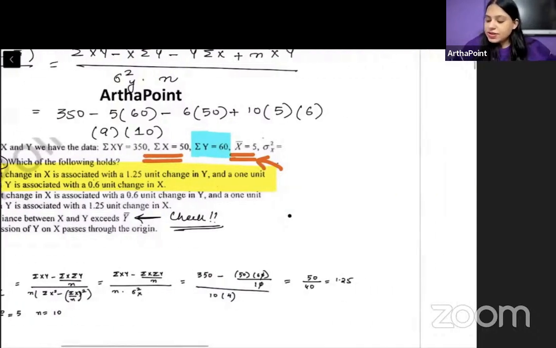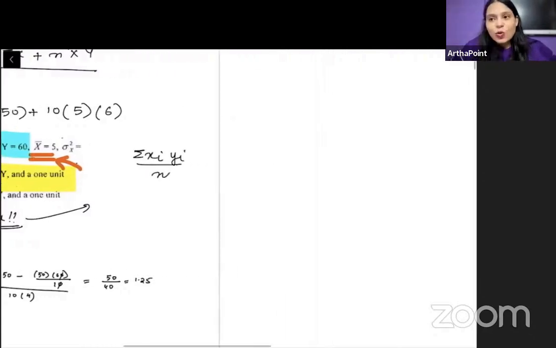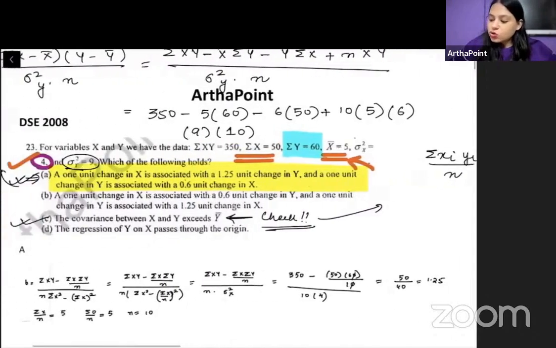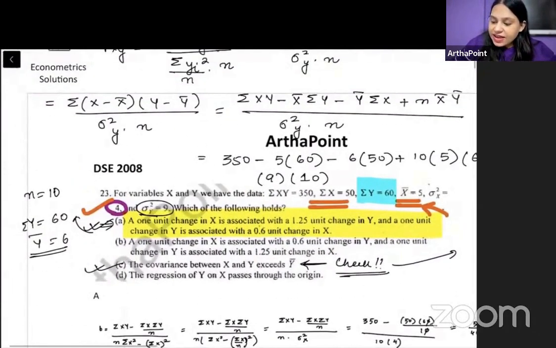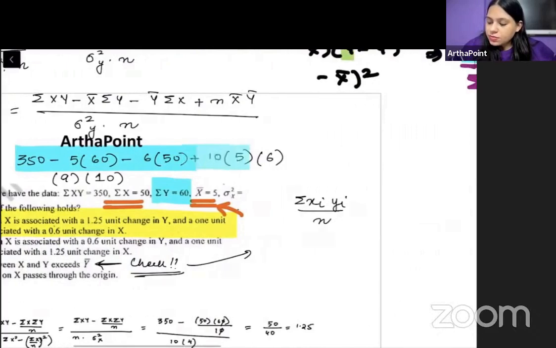What is the covariance between x and y? The covariance between x and y will be summation small xi yi by n. Again, you have already solved for the numerator. Summation xi yi is this. Right? So every option is linked. एक बारी अगर आपने पूरा solve कर लिया, then you don't have to solve again and again. So this is your numerator, summation xi yi. And what is this value coming as?